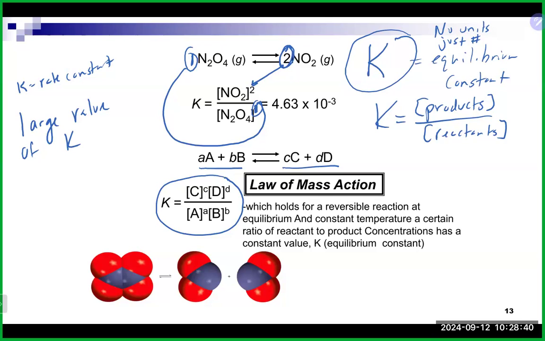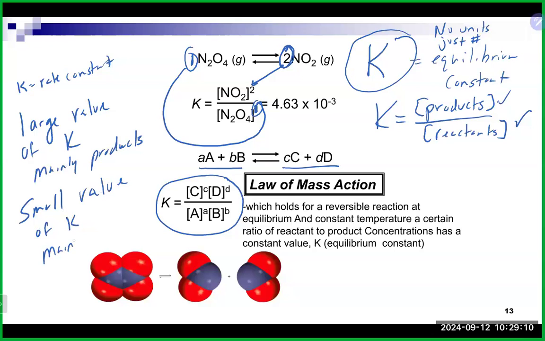It would be products, right? Because just mathematically speaking, a large number divided by a small number gives you a large number. So if you see a large value for K, what that tells you is when that system reaches equilibrium, you will mainly have products. And vice versa, if you have a small value of K, that means you would have more reactants when you reach equilibrium. Again, a larger number on the bottom and a smaller number on top gives you a smaller number for K.